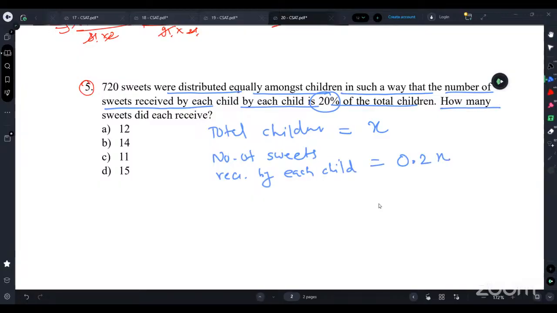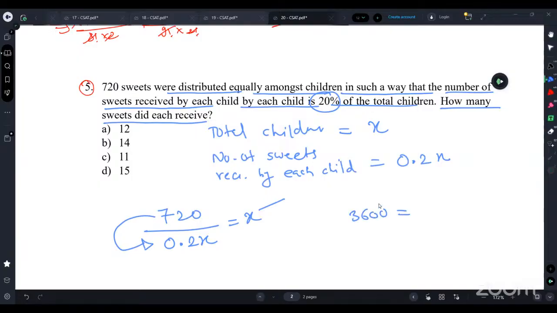See now, how many sweets did each receive? 720 sweets are there. One child is receiving 0.2x sweets. So what is happening now? I am dividing the total number of sweets by the number of sweets that each child is getting. That will give me the total number of children, which is basically X, right? 0.2x is the sweets that each child is getting, and X is the total number of children. Now it will be 720 divided by 0.2, which becomes 3600. That will become X square, right? So the X value will become 60, right?